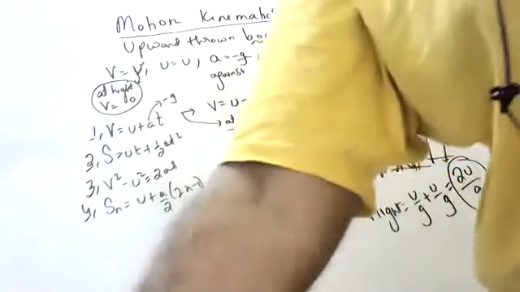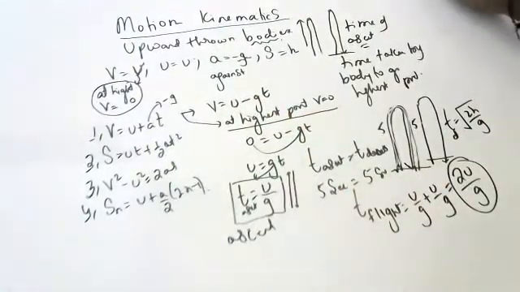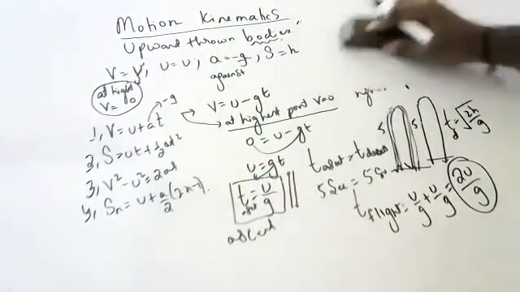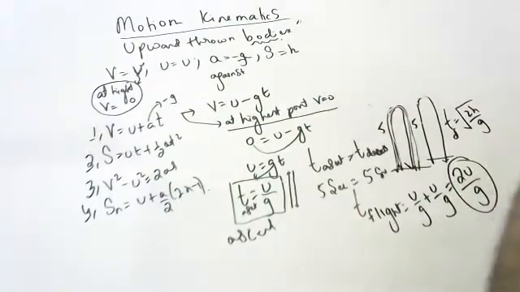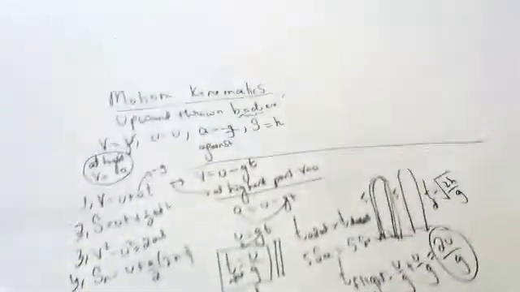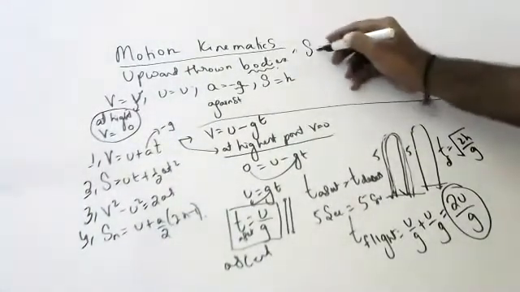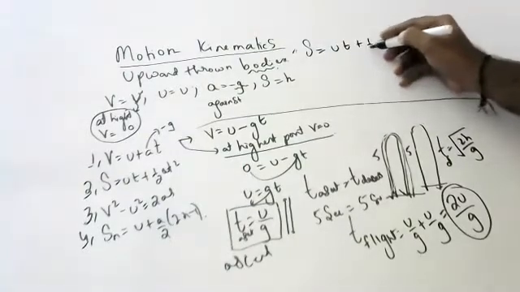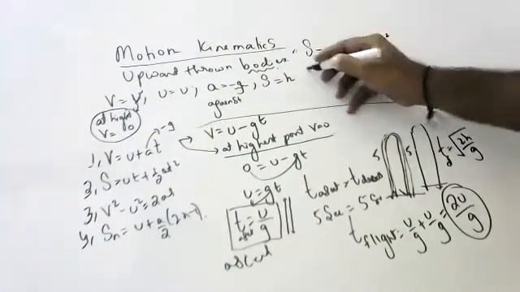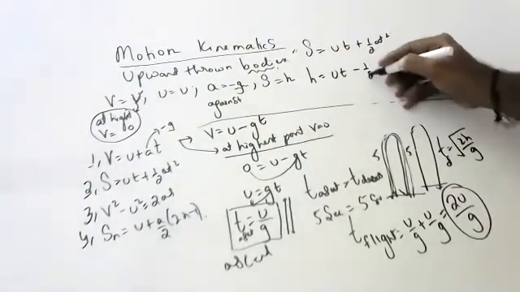Okay. Next, second equation. Children, try to understand. Second equation of motion is like this. Please see here. S is equal to ut plus half at square. So h is equal to ut minus half gt square, because a is minus g.